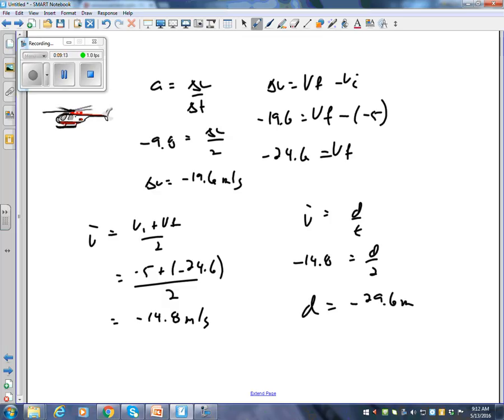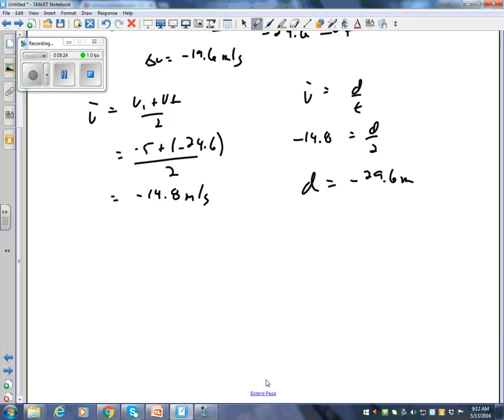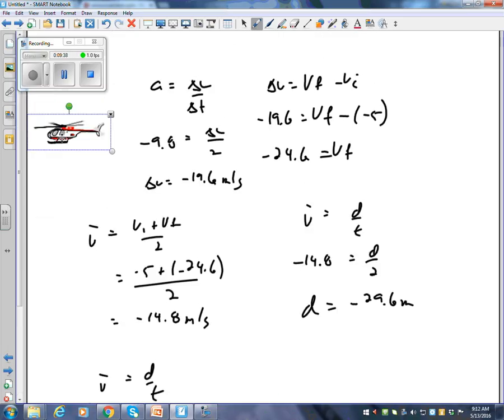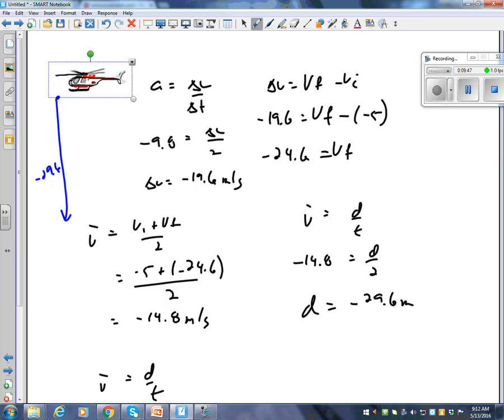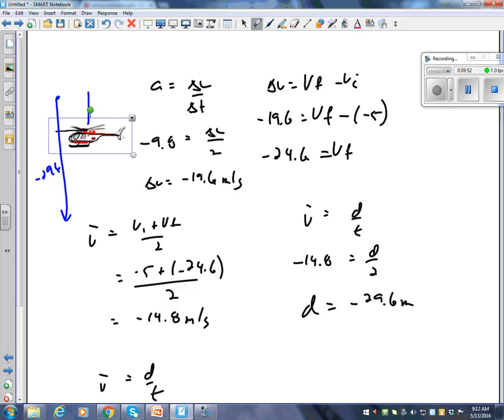So the object falls minus 29.6 meters, but again, how far below the helicopter is the bag? This time the helicopter is going down. Minus 10. So how far below is it? Now maybe we need to draw a picture here, right? Here's the helicopter. The bag falls minus 29.6. The helicopter goes to there. This distance here is minus 10.